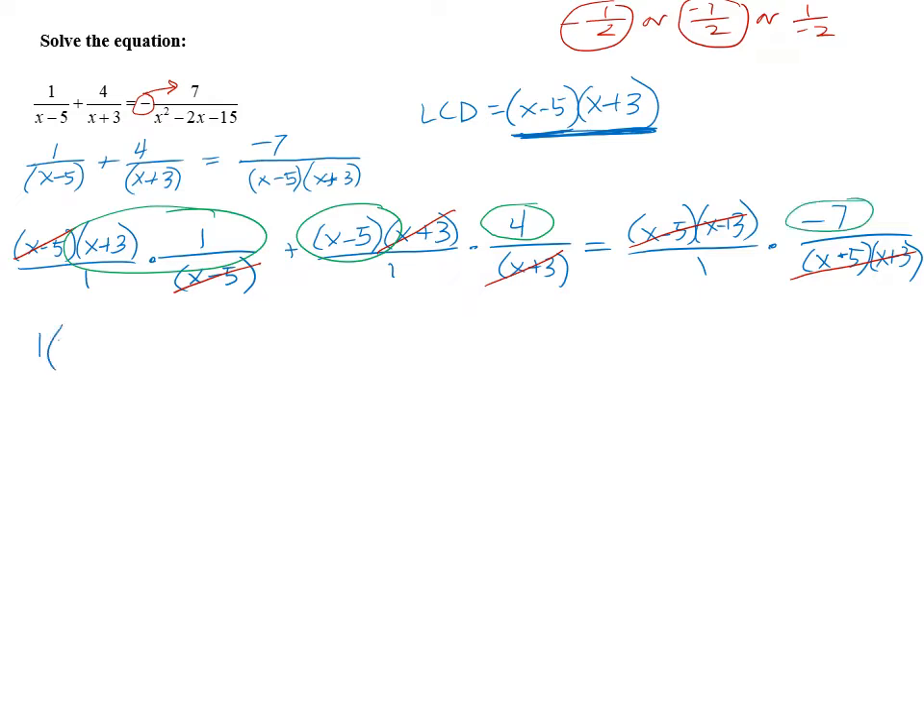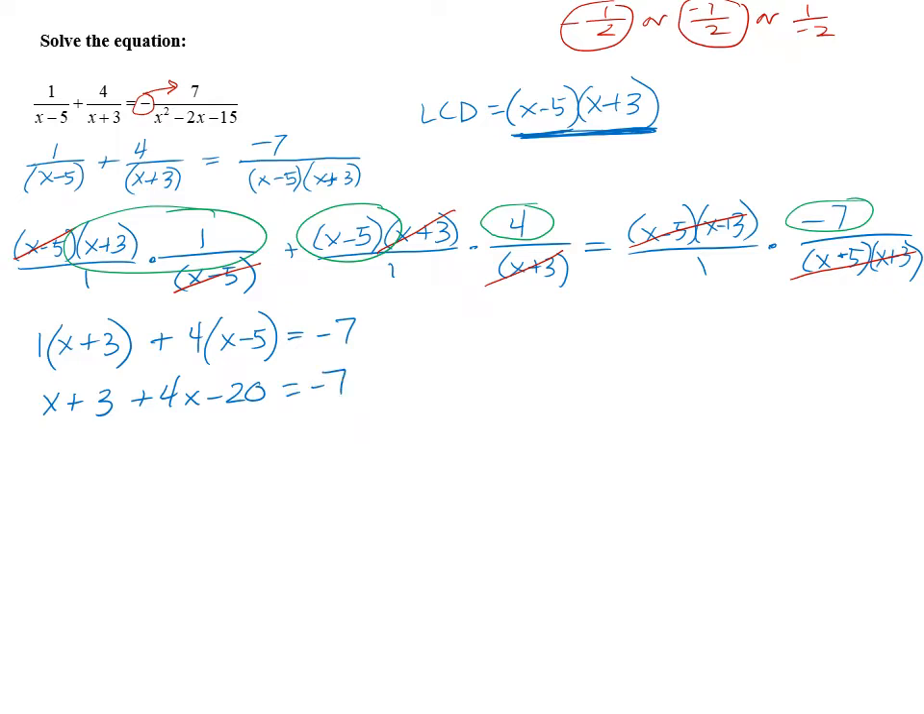So 1 times x plus 3. Sometimes it's very helpful to write it out before you try to multiply it out. And then 4 times x minus 5. And then on the right-hand side, just simply that negative 7. Perform your distribution. 1 times anything is that thing. And then 4 times x is 4x. 4 times negative 5 is negative 20, equals negative 7.